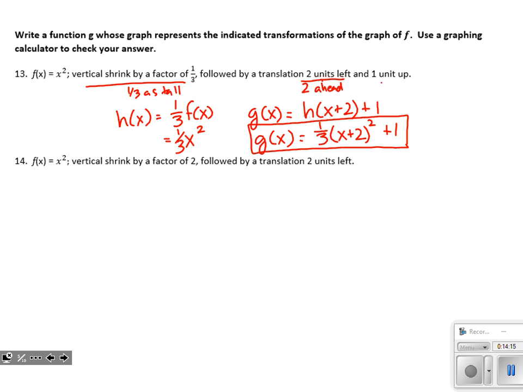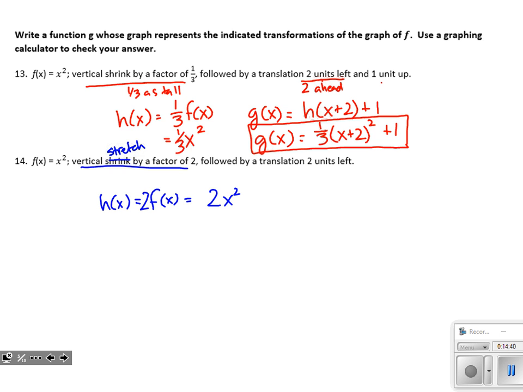All right, number 14, it says a vertical shrink. I think they meant a vertical stretch by a factor of 2. A factor of 2 is going to make it larger. Right? Factor means we multiply in. So let's handle that part first. h of x is going to mean we take our f of x, we make it 2 times as tall, adjust it vertically out front. That's going to mean we have 2 times x squared.